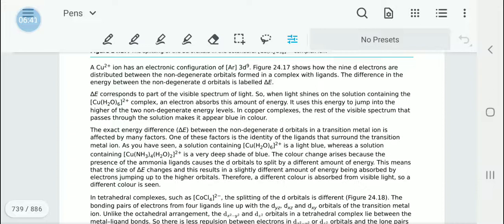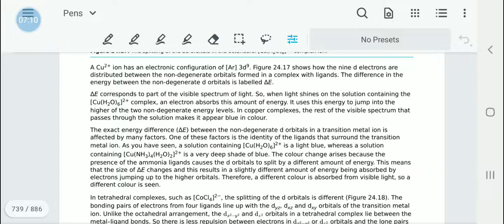Now, when you take a copper ion, Cu2+ ion, it has 3d9 configuration with argon. This shows the 9 d electrons would be distributed between the non-degenerate orbitals, forming a complex with ligands. So the difference in energy we refer to in the diagram as delta E. That delta E is going to correspond to the visible spectrum of light.